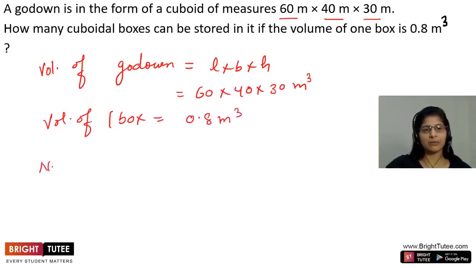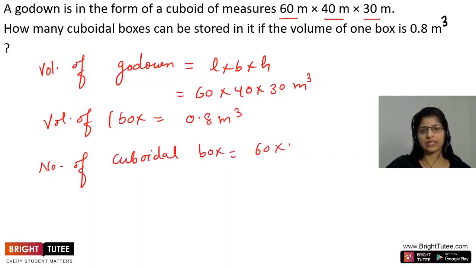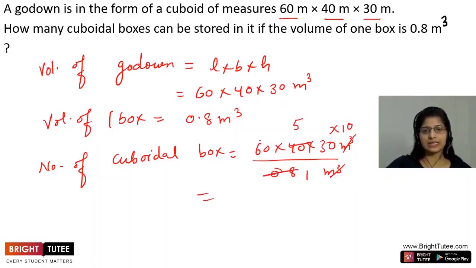So we will find the number of cuboidal boxes. How to find out? The total volume, that is 60 into 40 into 30 divided by 0.8. Cubic meter and cubic meter will get cancelled. Okay, if I remove the decimal, I get 10 here, right? So 8 ones are 8, 8 fives are 40. So we have 6 into 5, that is 30. 30 into 3 is 90. Then 90 into 100 is 9000, and 2 more zeros we have.